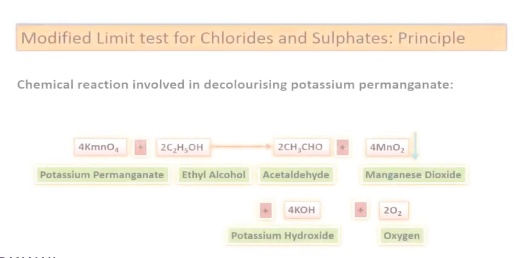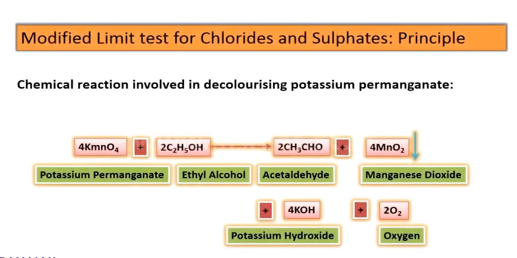The chemical reaction involved in decolorizing potassium permanganate is as follows. Potassium permanganate and ethyl alcohol react to give acetaldehyde, manganese dioxide precipitate, potassium hydroxide, and oxygen is evolved.